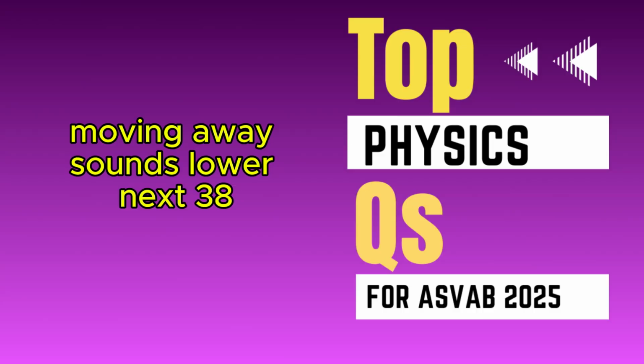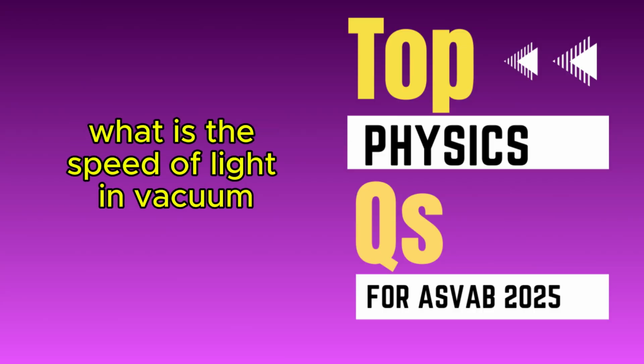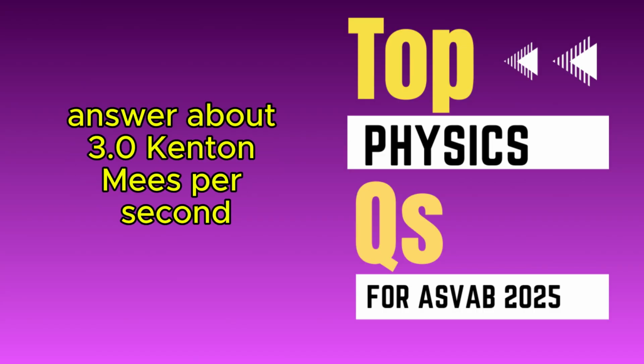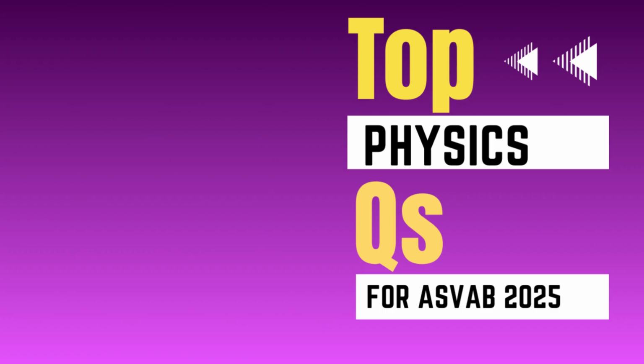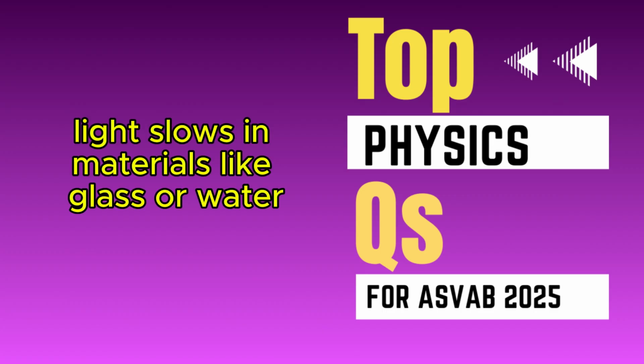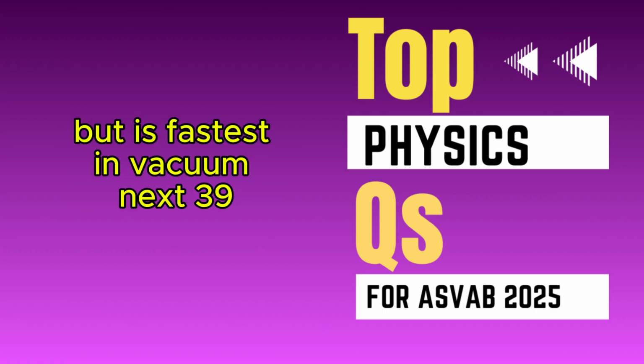Next, 38, what is the speed of light in a vacuum? Answer: about 3.0 × 10^8 meters per second. Light slows in materials like glass or water, but is fastest in a vacuum.